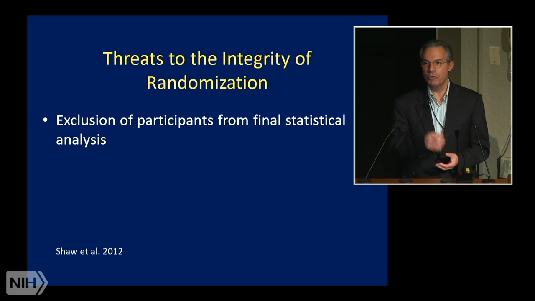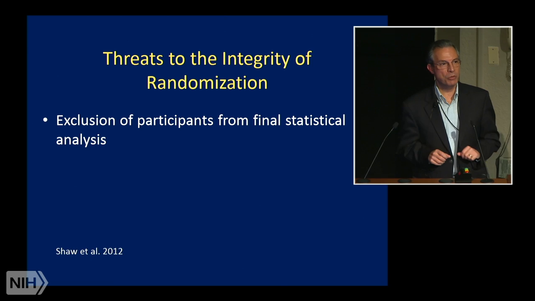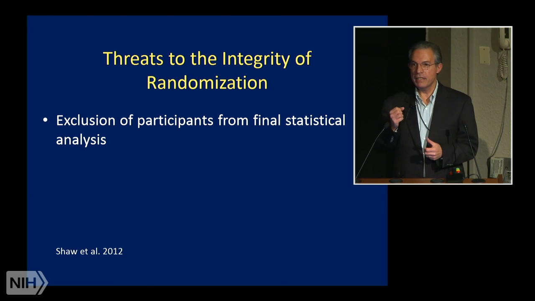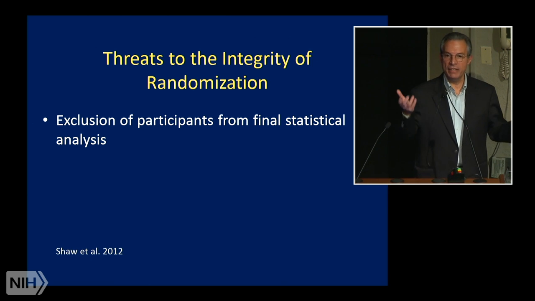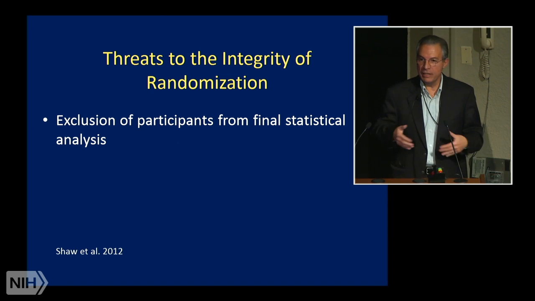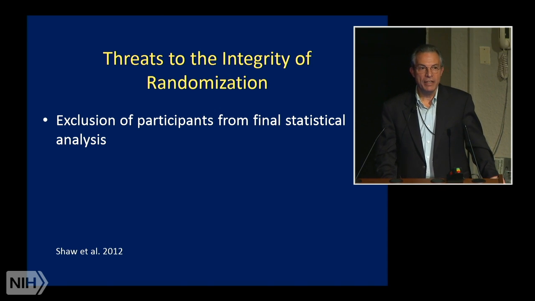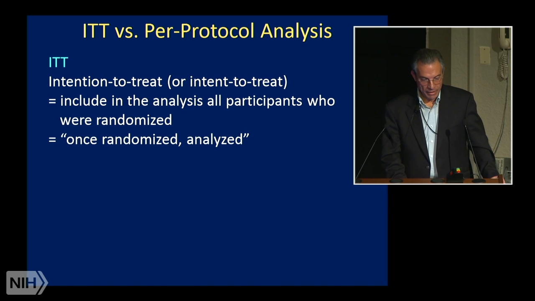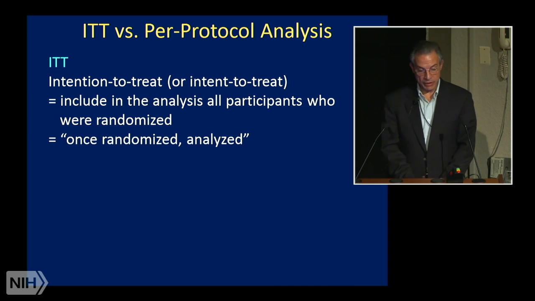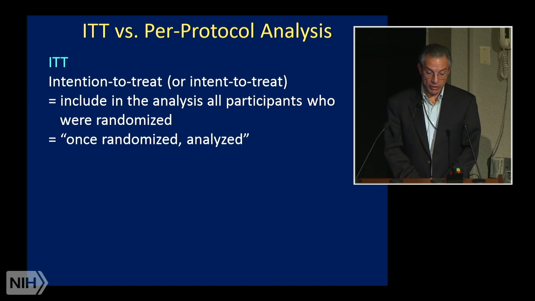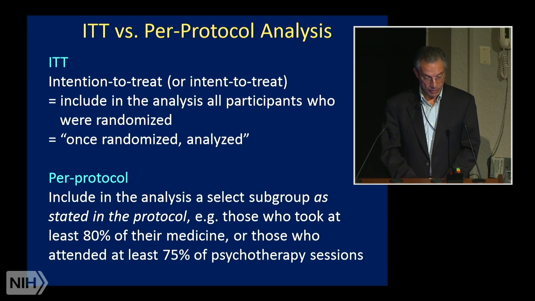That's what you're doing. If you're going to start picking what gets analyzed, you're basically weakening or even completely losing the advantage of randomization. So that's why we do what we call ITT, intention to treat. It says, include in the analysis all participants who were randomized. And the thing is, once randomized, analyzed.